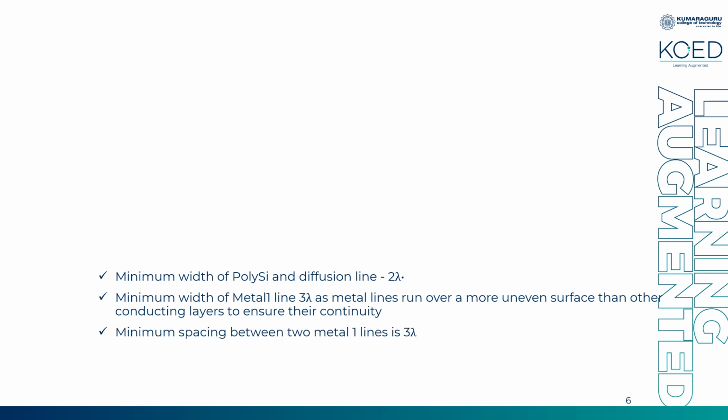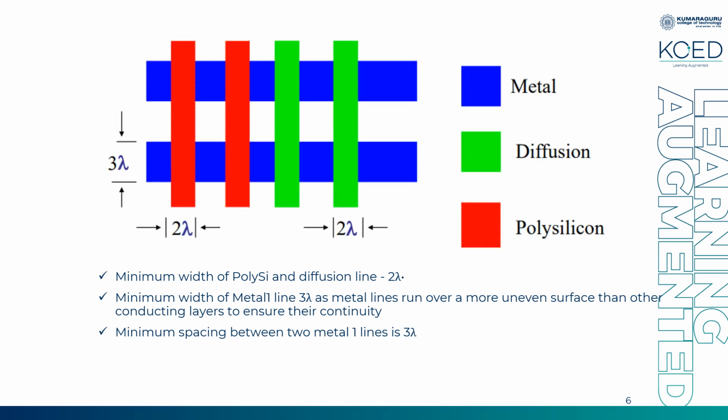Minimum spacing between two metal one lines has to be 3 lambda. Minimum width of poly has to be 2 lambda. Minimum width of diffusion, say P diffusion or N diffusion; here you have mentioned N diffusion. With the help of color, green means N diffusion, N type source or drain. Metal one will always be represented using a blue color, and poly by red. We'll see all these color codes in the stick diagram and layout.